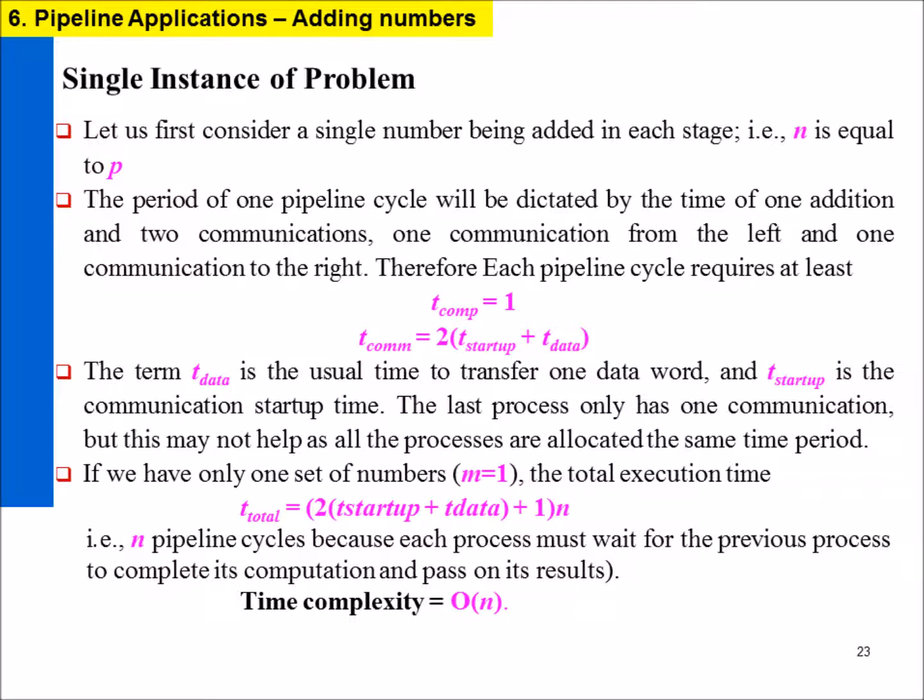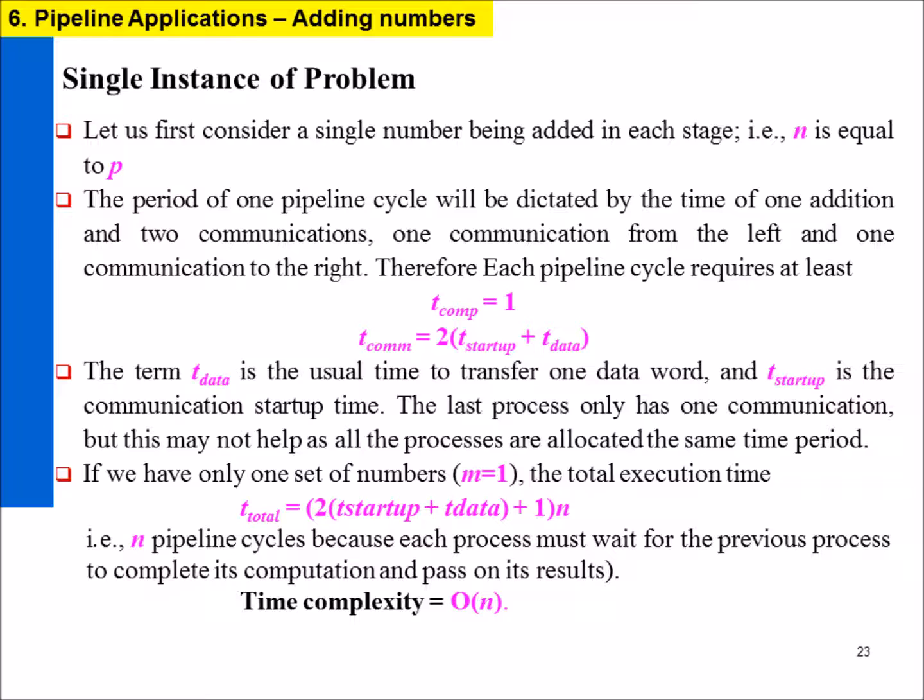Now let's look at a single number being added at each stage. That is, N equals P. So the period of one pipeline cycle will be dictated by the time of one addition and two communications: one communication from the left and one communication to the right. So we get this pink equation here: t_comp equals 1, t_com equals 2 times (t_startup plus t_data). And each pipeline cycle, t_cycle, requires at least t_com plus t_comp. Okay, so this means t_cycle equals 2 times (t_startup plus t_data) plus 1.